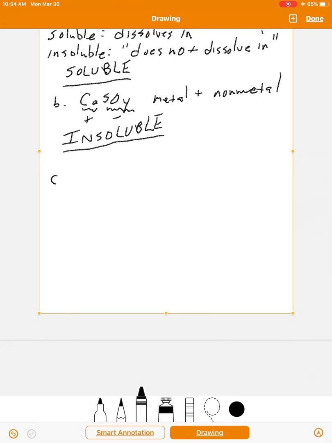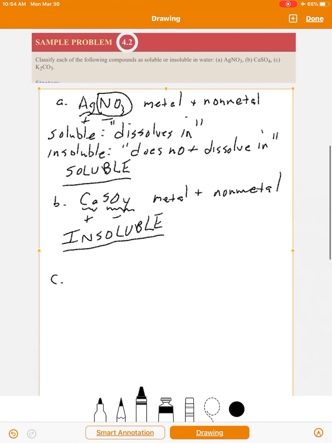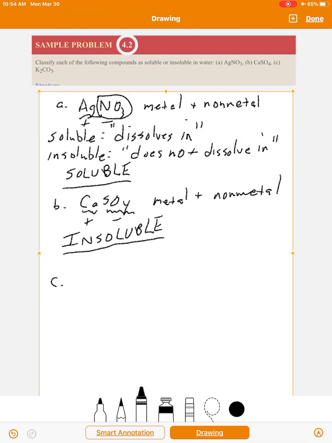Okay, so now we go on to part C. Part C is K2CO3. Can you name that? Do you know how to name that? Potassium carbonate. Positive, negative. These are ionic compounds. Metal, non-metal, right? Potassium carbonate.